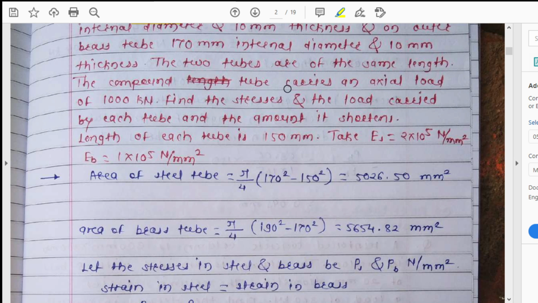The compound tube carries an axial load of 1000 kilonewtons. Find the stresses and the load carried by each tube and the amount it shortens. The length of each tube is 150 mm. Take ES, that means Young's modulus for steel, equals 2 into 10 raised to 5 newtons per mm square, and EB, that is Young's modulus of brass, equals 1 into 10 raised to 5 newtons per mm square.